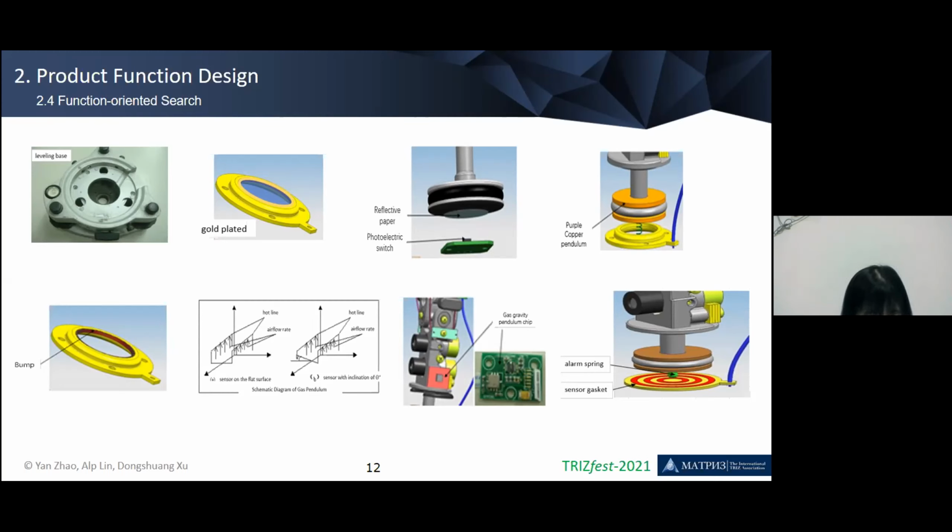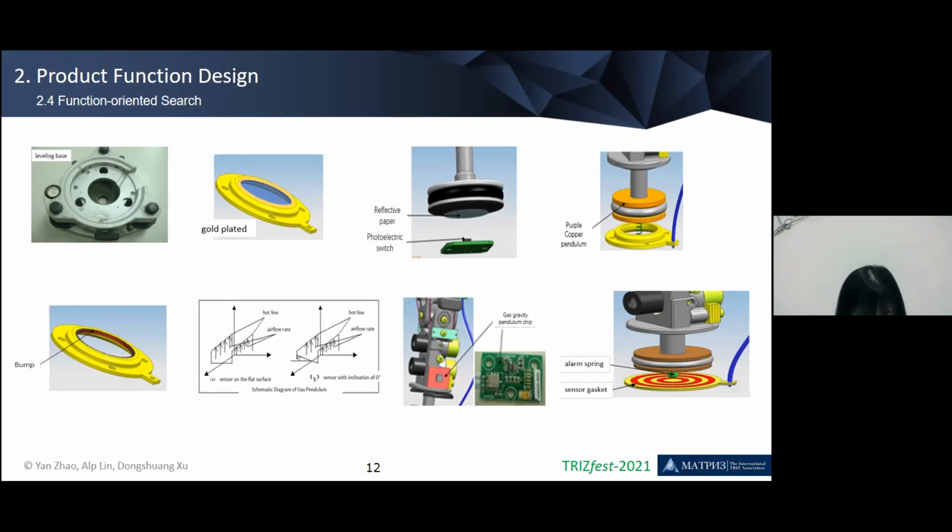And then we also think that we can add some red copper on the pendulum to increase its weight. We can also add some bumps on the gasket to increase its contact area. And as for the sixth plan, we introduce the pendulum sensor in the laser level to replace the gasket and the spring. So the tilt angle of the pendulum can be measured, and it also generates a new function. We can measure the levelness of the laser level.